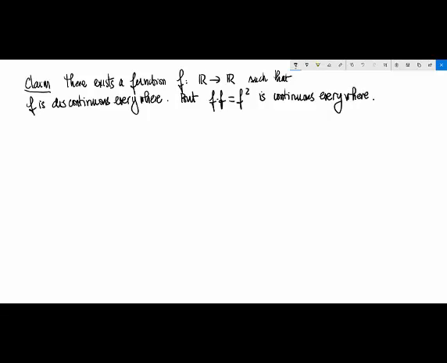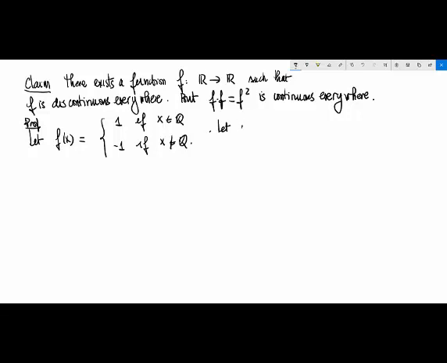So this example goes as follows. For the proof, let f of x be the function which is 1 if x is a rational number, and -1 if x is an irrational number.